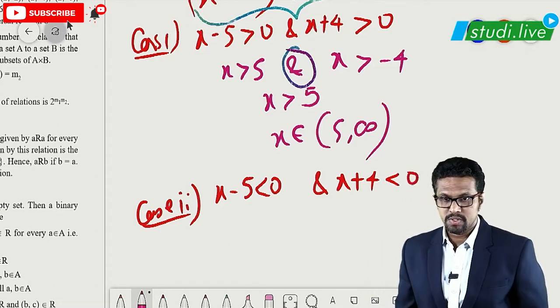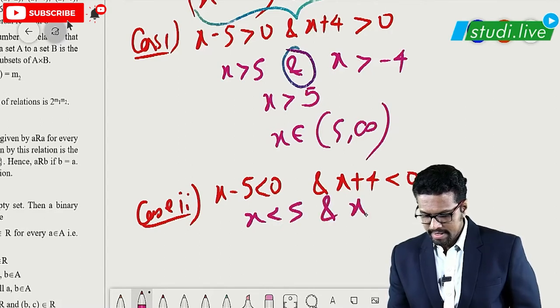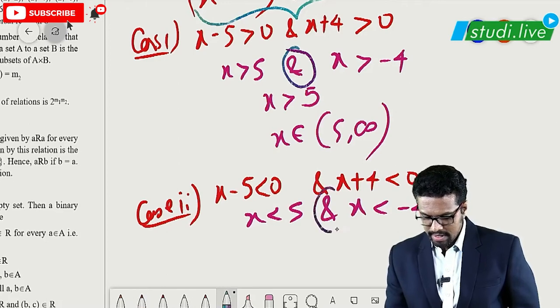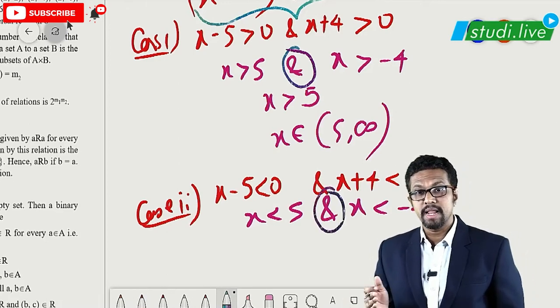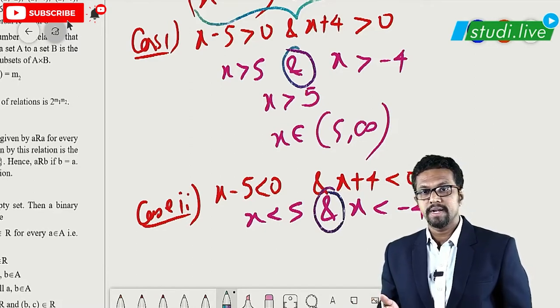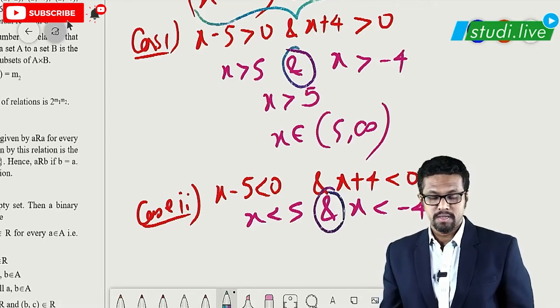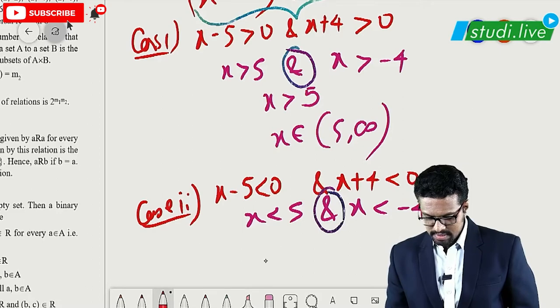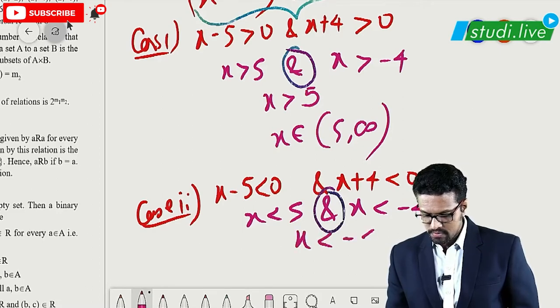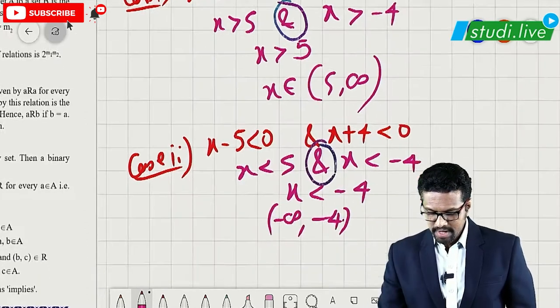Similarly, when we are solving for the second part, I can say x is less than 5 and x is less than minus 4. Once again, the important word over here is 'and'. When I'm saying the value is less than minus 4 and it is less than 5, it is obviously understood that if I select a value which is less than minus 4, it is going to be less than 5. So it is enough if I select a value which is less than minus 4. So x is less than minus 4. So the value is going from minus infinity to minus 4.